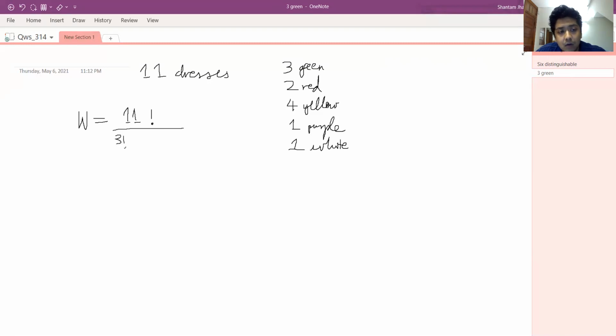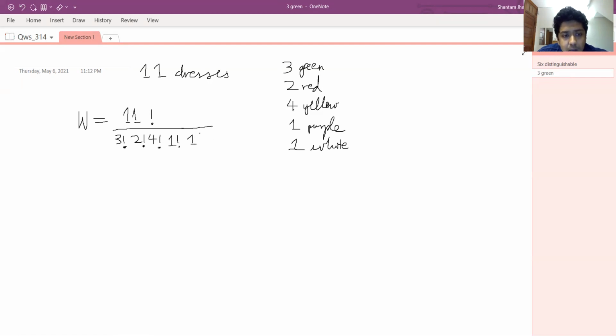So I've got 3 factorial because of the 3 green, multiplied by 2 factorial. But while we're writing factorial, we become fancy and don't write the multiplied by. There's 2 red that I'm accounting for the overcounting for. 4 factorial because of the yellow. 1 factorial, which is trivial, but we'll still write it out for completion. And the other one is white.